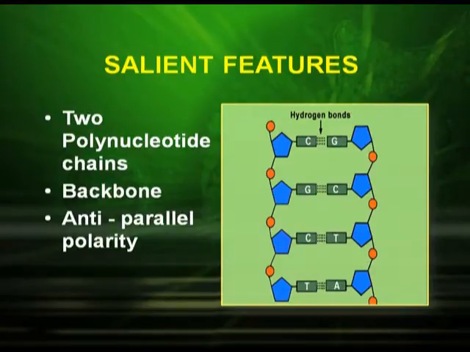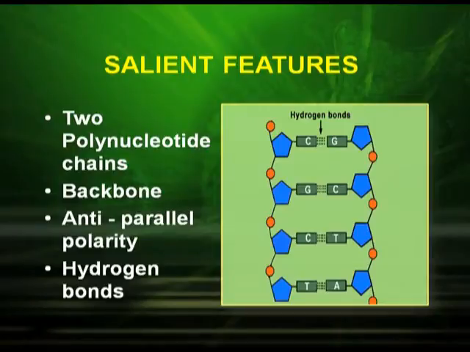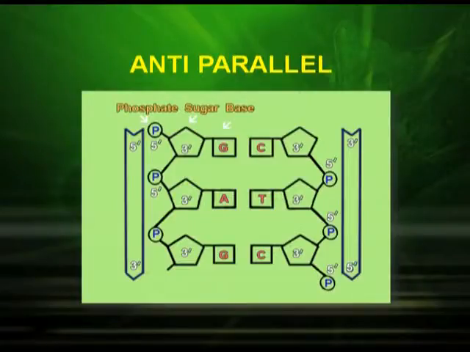The nitrogenous bases are joined together by hydrogen bonds. That is, A pairs with T and G pairs with C. There is a difference in the hydrogen bonds between AT and GC. As you can clearly see in the picture, between A and T there is a double bond and between G and C there is a triple bond. So, the following diagram shows the antiparallel features of the DNA, 5' to 3' and 3' to 5'.